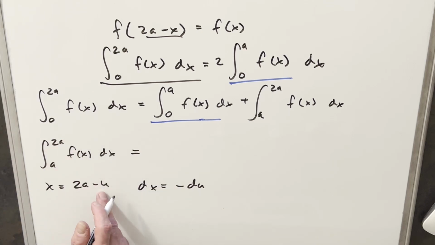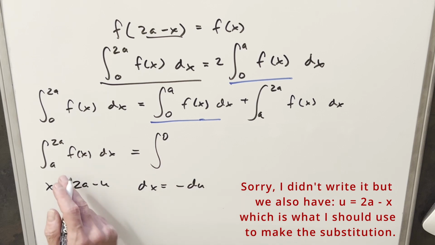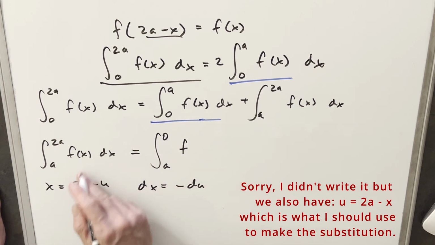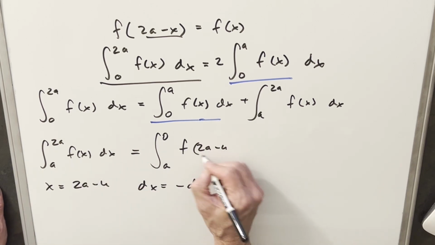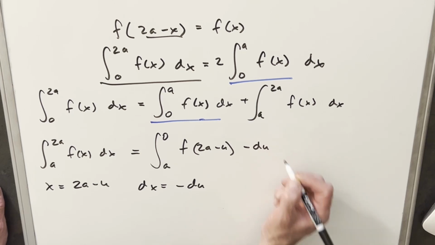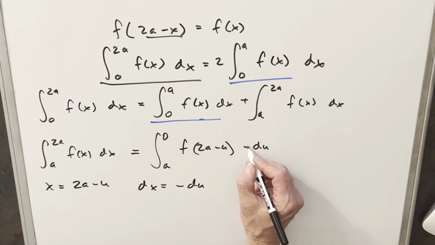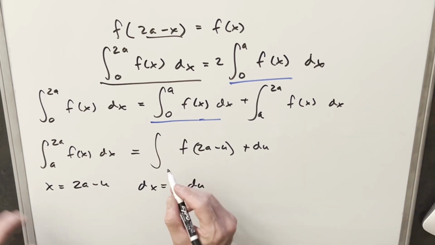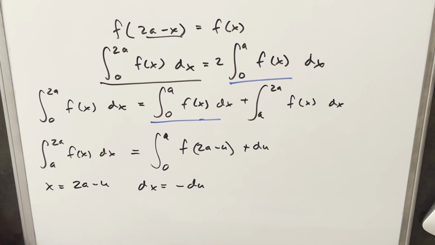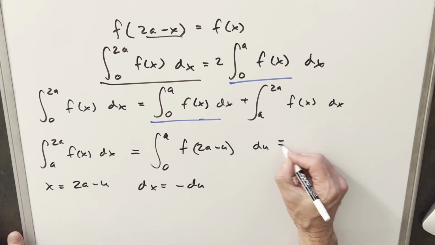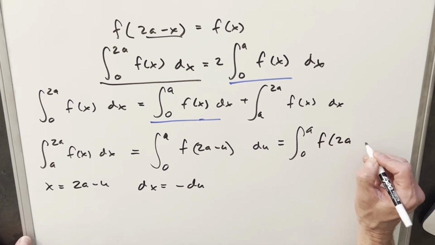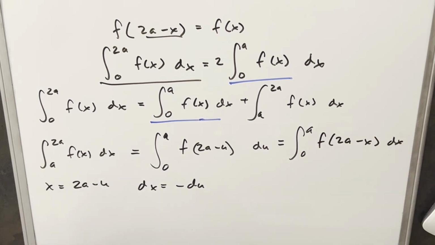We'll go ahead and make this substitution. If I take 2a and plug it in here, my upper bound is going to be 0. We plug in a: 2a minus a, I get an a for the lower bound. Then again, plugging in for x, our function becomes f of 2a minus u, and we'll have our minus du here. Now I'm going to take this minus sign and use it to flip our bounds, so we're going from 0 to a now. But with this being a definite integral, I can rewrite this in terms of x if I want, because that's not going to change anything. So we'll write this as f of 2a minus x dx.